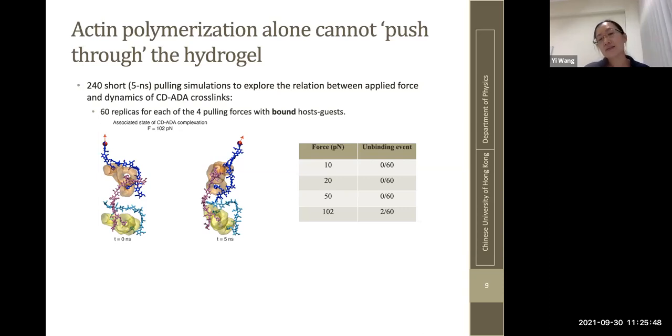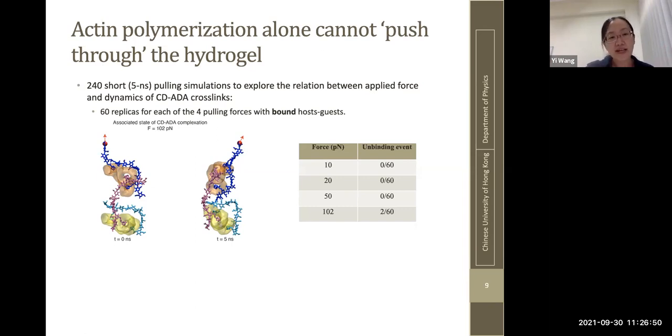So what we did here is that we basically tested a bunch of forces: 10 piconewton, 20 piconewton, 50 piconewton, and 102 piconewton. The choice of these forces is basically the following. In actin polymerization, we know that the forces involved are generally on the order of a few piconewtons, so below 10. And 102 is the so-called rupture force between the host and guest, between the CD and the ADA system, which we can find from AFM experiments. So we tested this range of forces within a very short amount of time, 5 nanoseconds. Yes, this is very short, but we wanted to do a lot of them. So we actually did 240 for each state and each host-guest system, so altogether that's 960 calculations, okay?